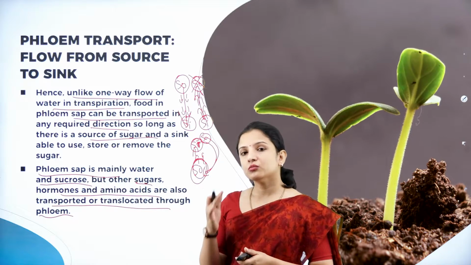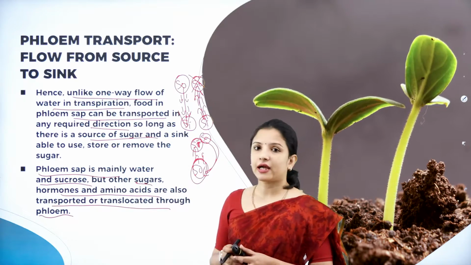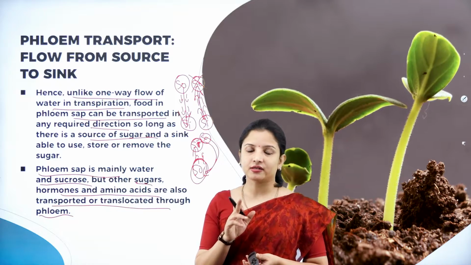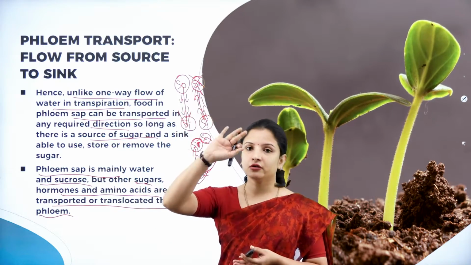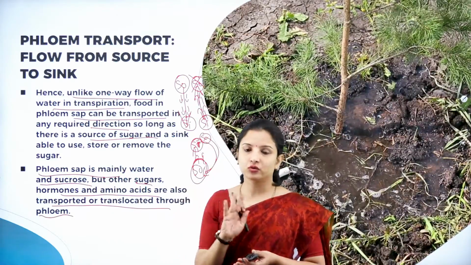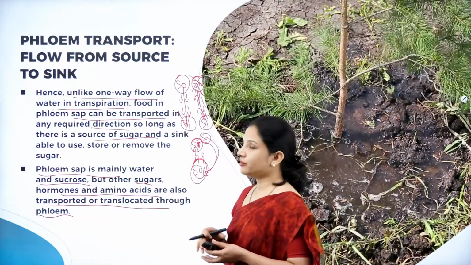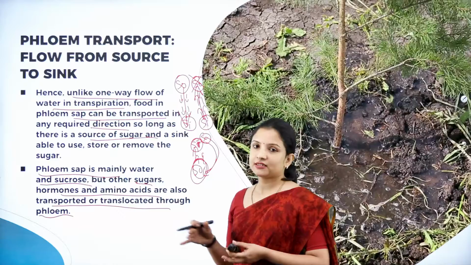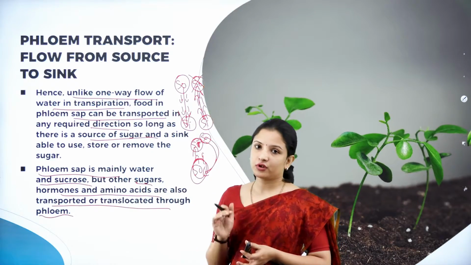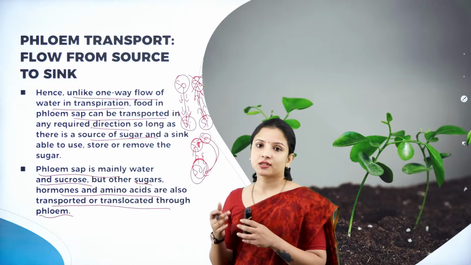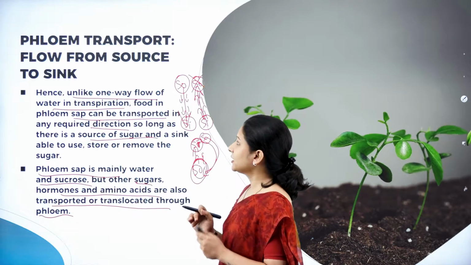Why? Because the movement of these particles in xylem is always unidirectional, that is upward, from the root to the leaf, not backward from the leaf to the root. It will not take place. But phloem can transport all these materials from the root to the leaf and also from the leaf to the root, therefore interchanging the sink and the source. So that is the reason.